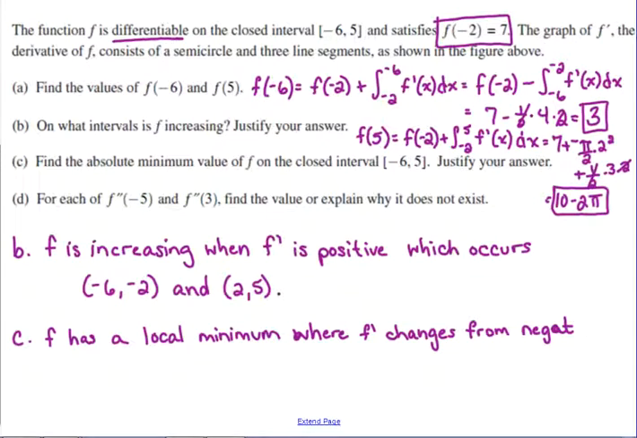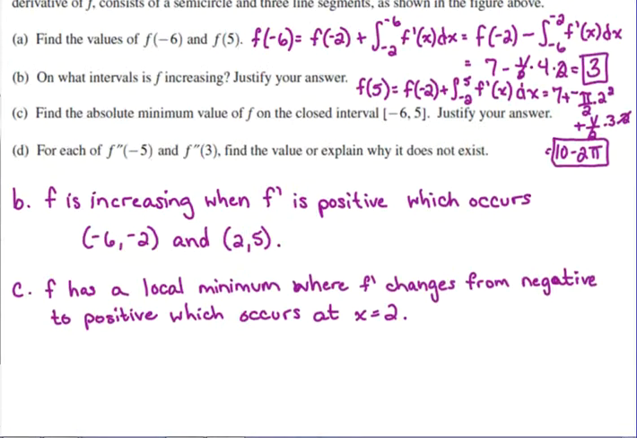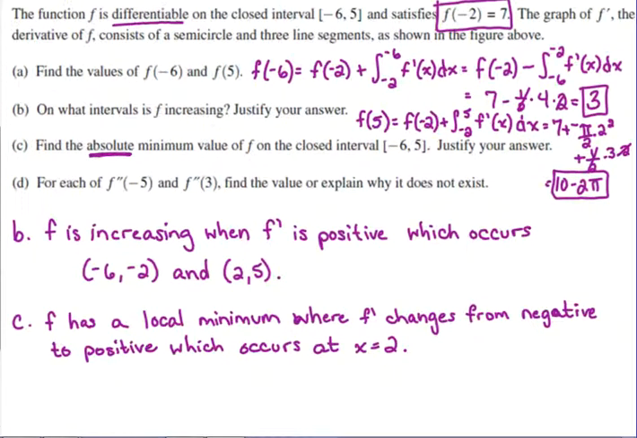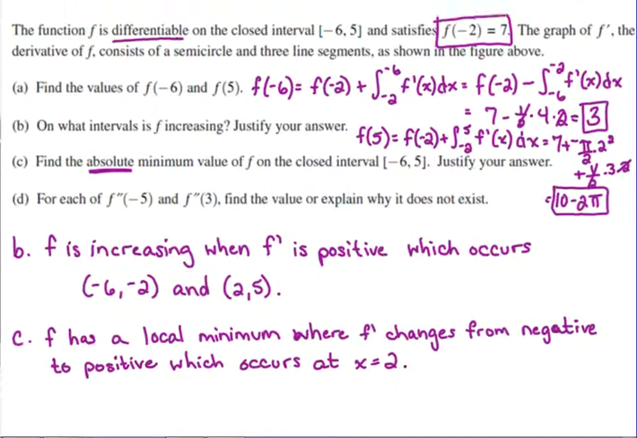Don't abbreviate. From negative to positive, which occurs at x equals 2. But the key word here is it says absolute minimum. So anytime it says absolute, we need to not only check our local, but we need to check that versus our endpoints.